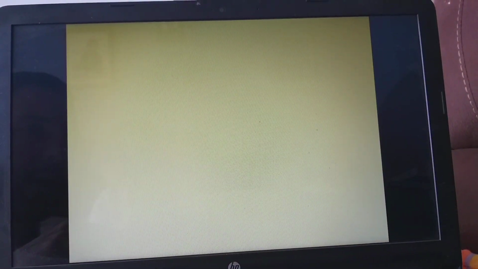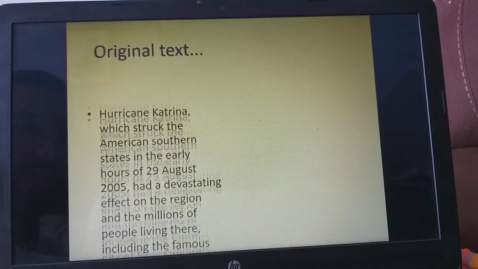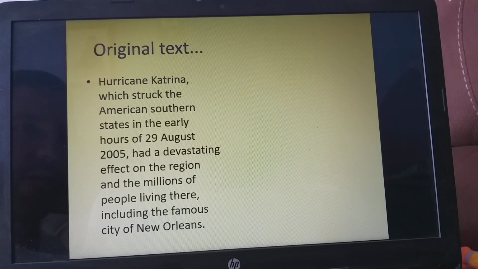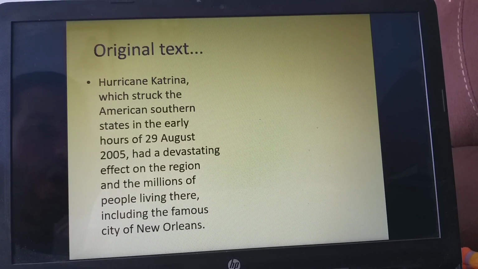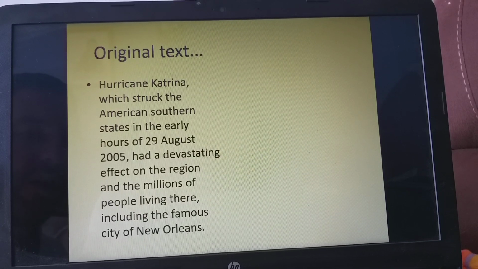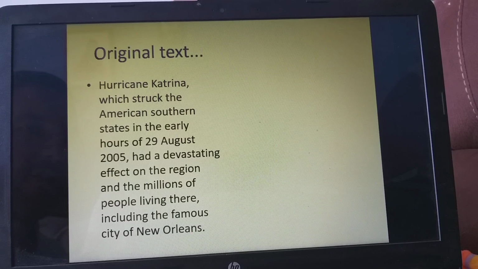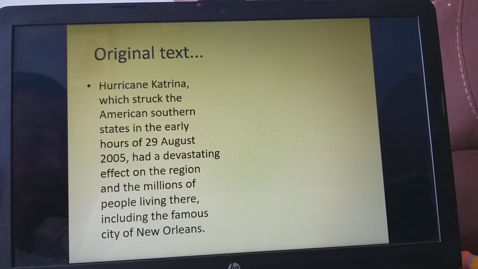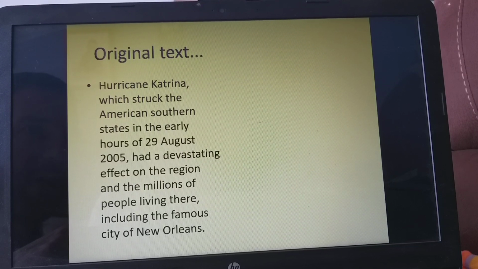So let's look at the original text. Here we've got that first paragraph there. Which says Hurricane Katrina, which struck the American southern states in the early hours of 29th of August 2005, had a devastating effect on the region and the millions of people living there, including the famous city of New Orleans. So as you can see, that's one sentence there, but it's really, really long. It's got lots of details in there. I just want to know, what is the main thing that whole opening paragraph is trying to tell us?